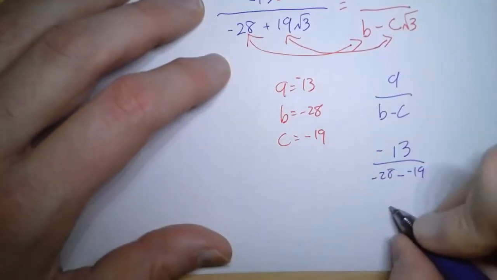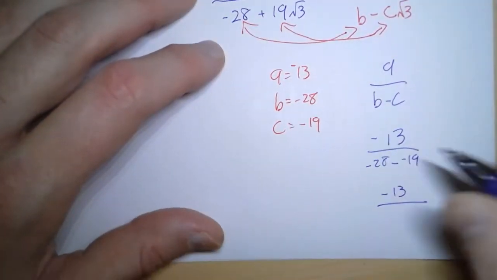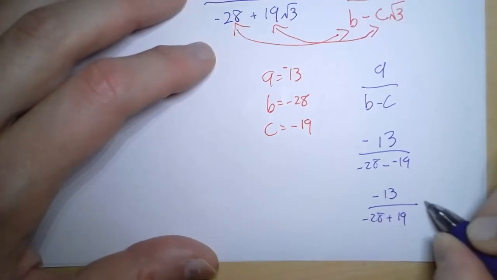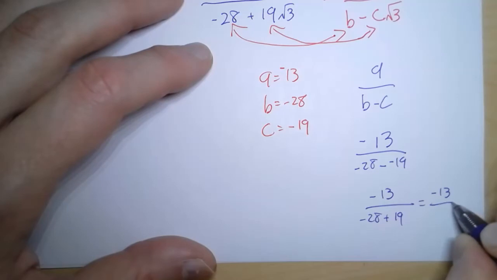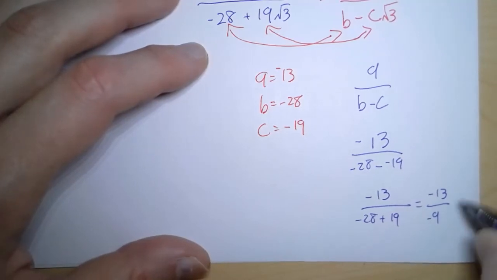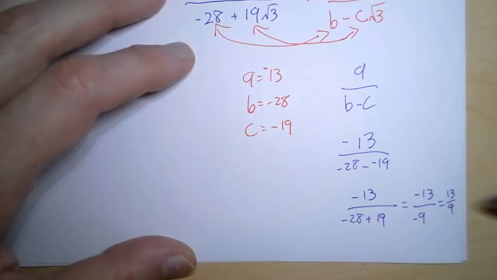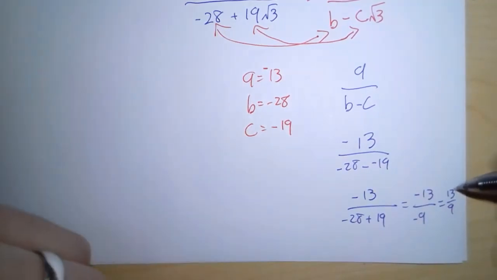So that means we're taking negative 13 all over negative 28 plus 19. So we get negative 13 over negative 9, but we have to cancel the negatives to be in simplest form. So our final ratio is 13 over 9. There's our answer, and we're done.